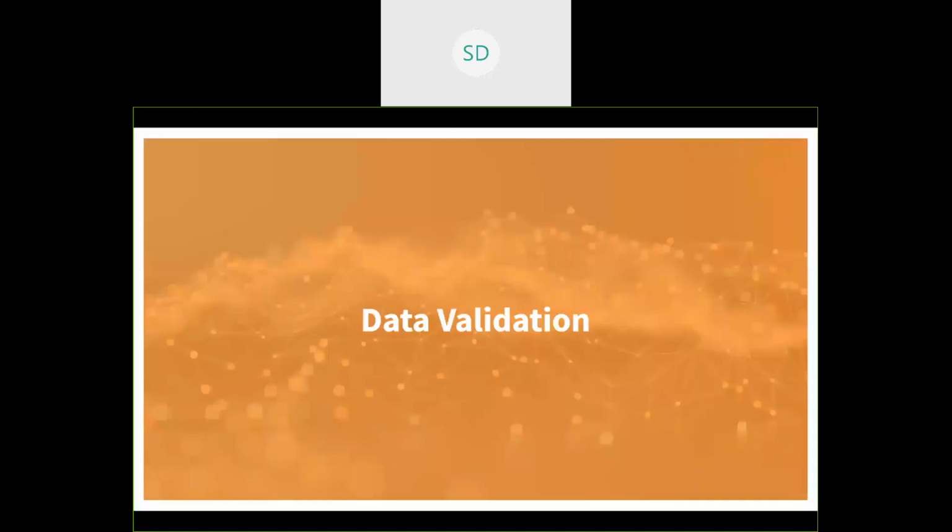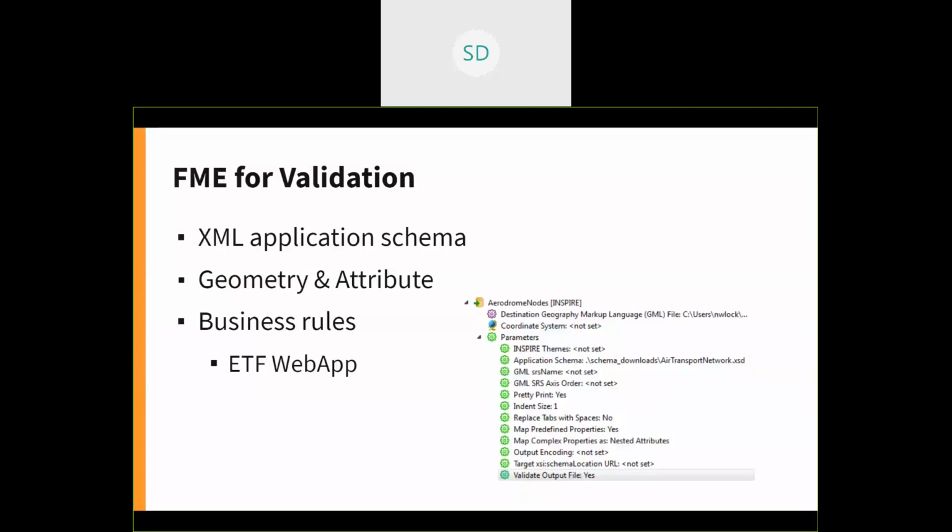For Inspire, there are probably three different types of validation that are important. The basic one is the schema validation, against the application schema. Then you can have more in-depth checks of geometry and attribute values, and also the business rules. By business rules, I mean something like the ETF validator.